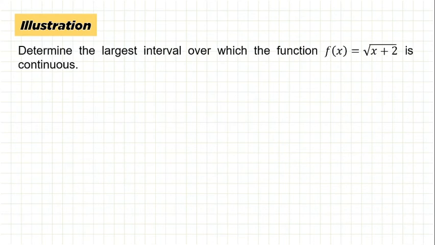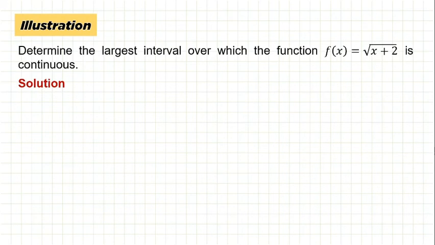Now, for our last example, let us consider this problem. Determine the largest interval over which the function f of x equal to square root of x plus 2 is continuous. Now, in this case, our first candidate to be the largest interval is the domain of the function. So, therefore, we need to identify the domain of the function square root of x plus 2.